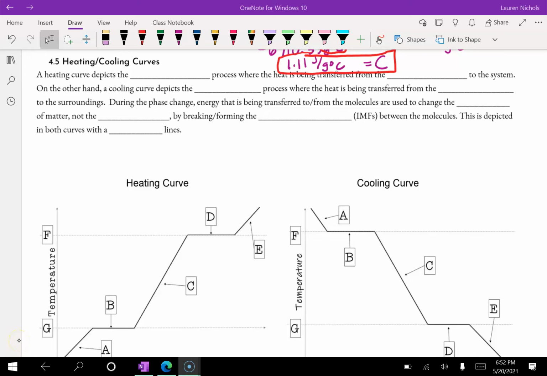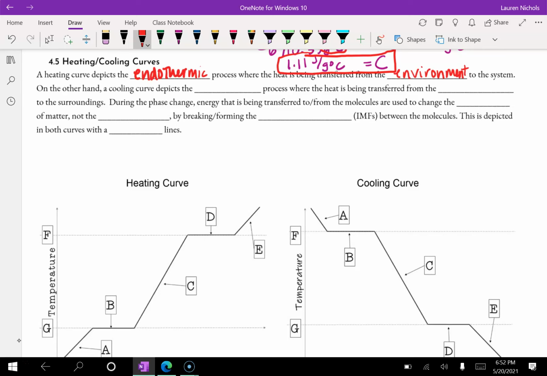All right, everybody. So in this video, we are going to have our last part of Unit 4, which is about heating and cooling curves. So a heating and cooling curve depicts the, specifically a heating curve depicts the endothermic process, okay, because it's heating up, where the heat is being transferred from the environment or the surroundings into the system.